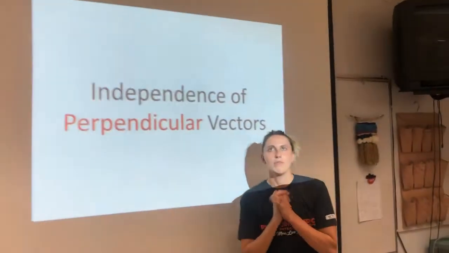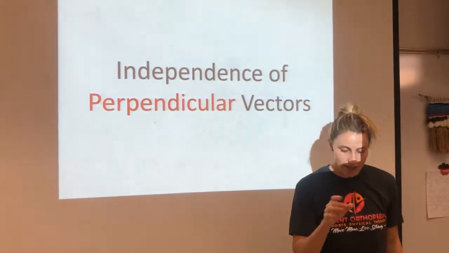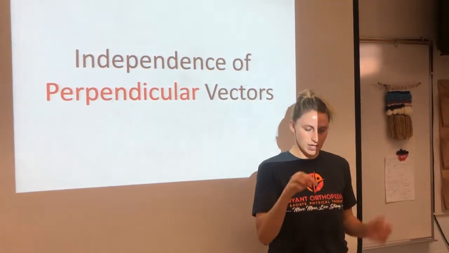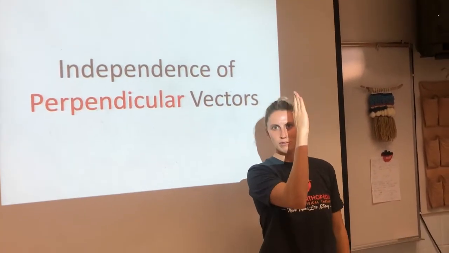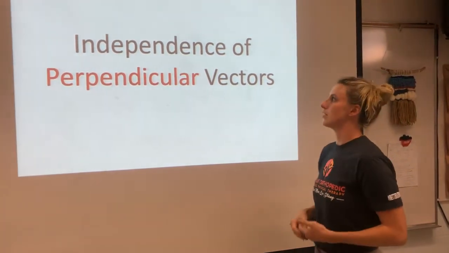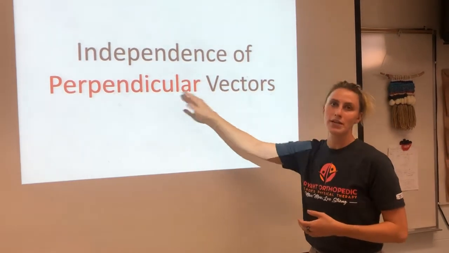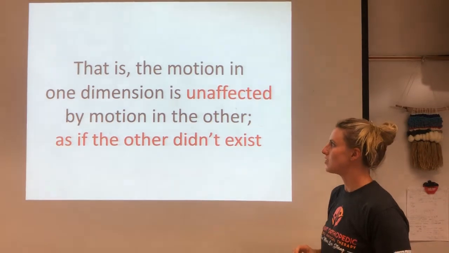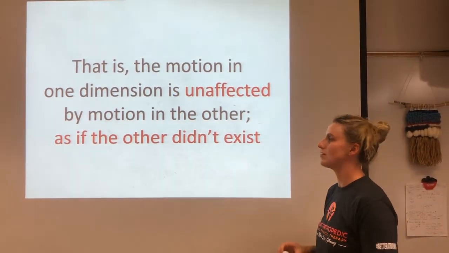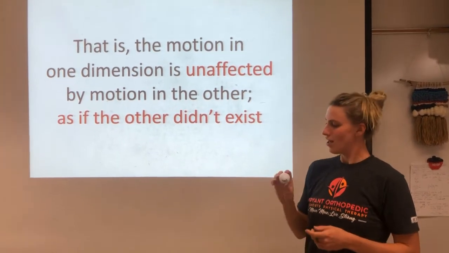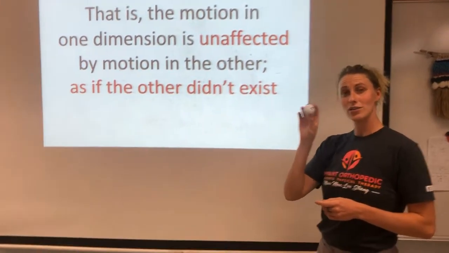When we're standing still, we're only worried about one component, up and down. That's vertical, right? But when we're walking, now we have to think about 2 components, 2 independent perpendicular vectors. That is, the motion in one dimension is unaffected by motion in the other, as if the other didn't exist. Okay, what does that mean? Well, let's take a look at what this looks like from my perspective walking.